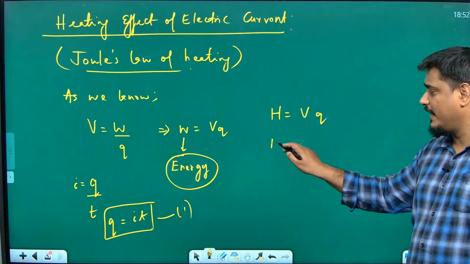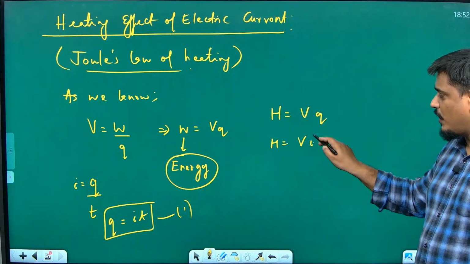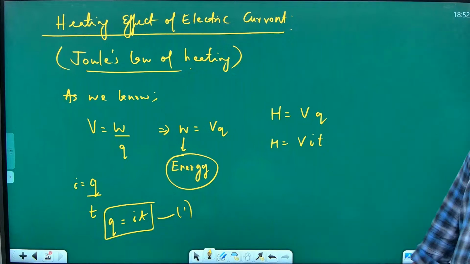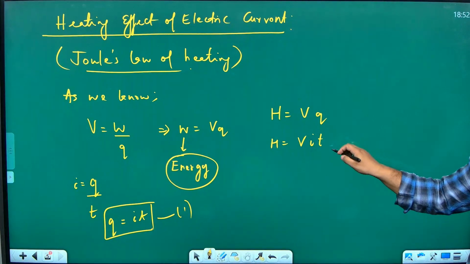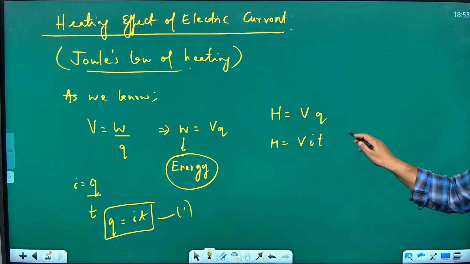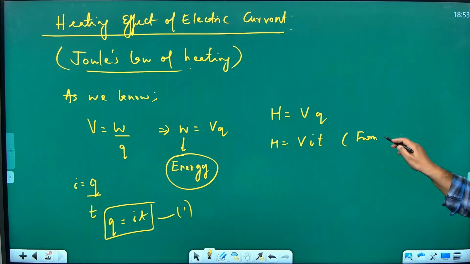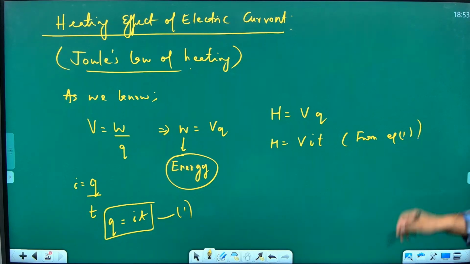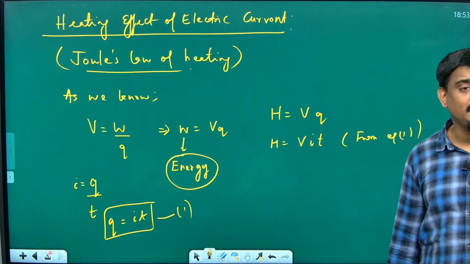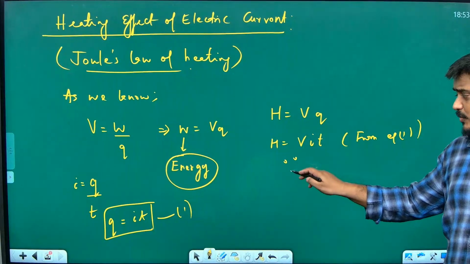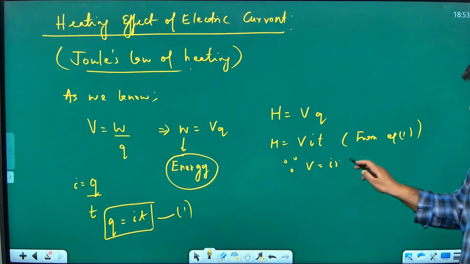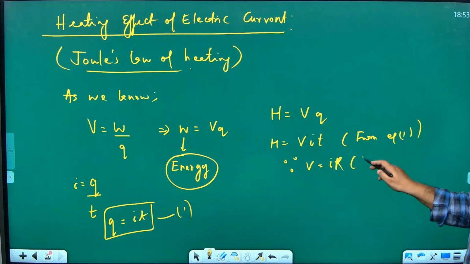I can write it here. H will become equal to V into I into T. Can I write like this? Yes, not VIT Vellore. H is equal to VIT. How did it come? From equation 1. Do you agree with me? And we know V is equal to IR. From Ohm's law, V is equal to IR. From what? From Ohm's law.